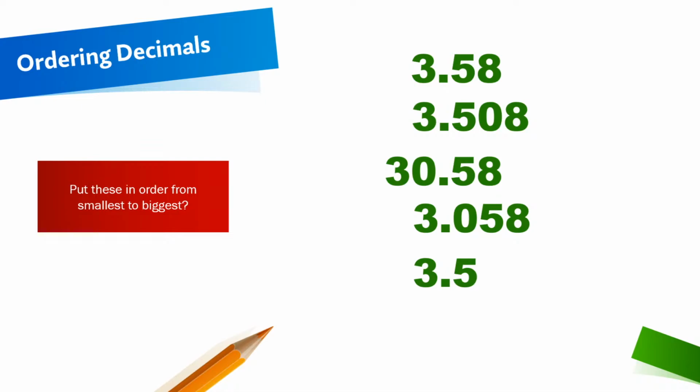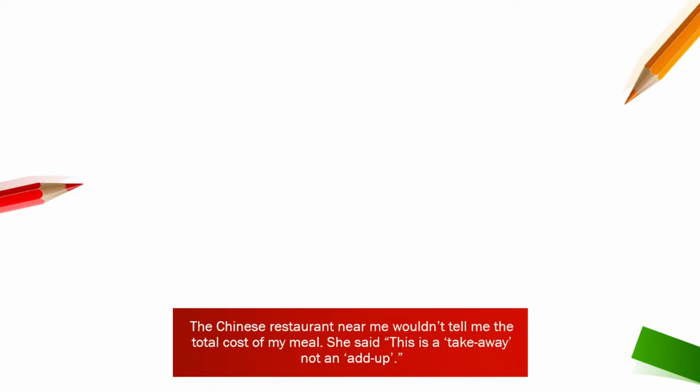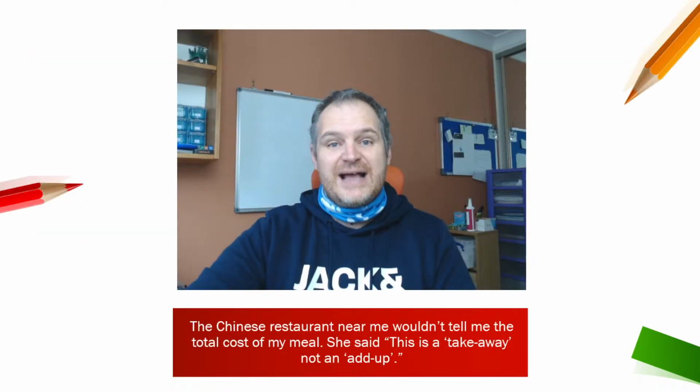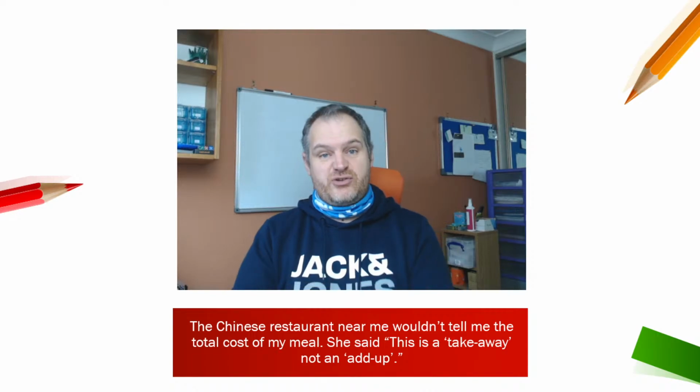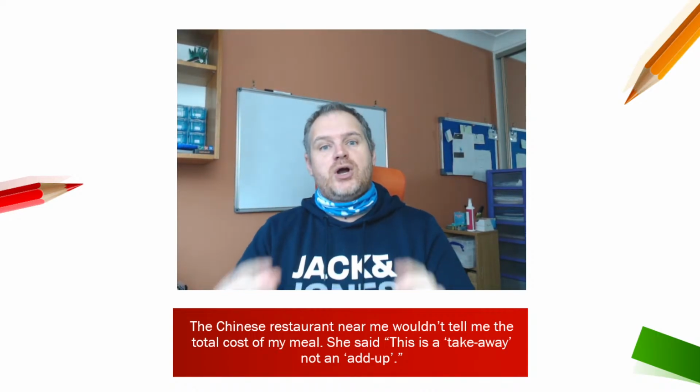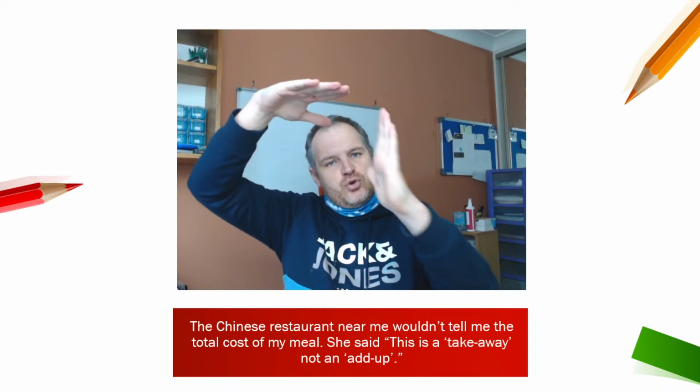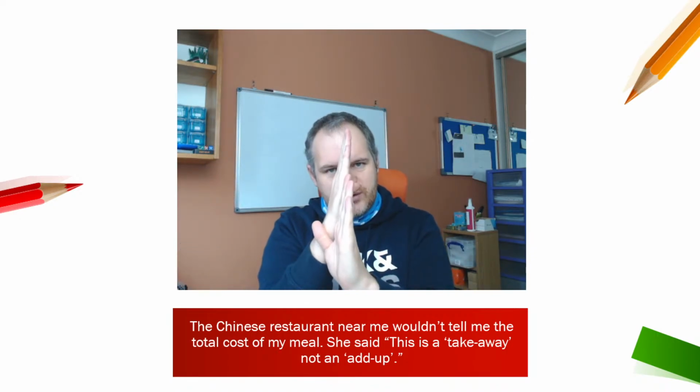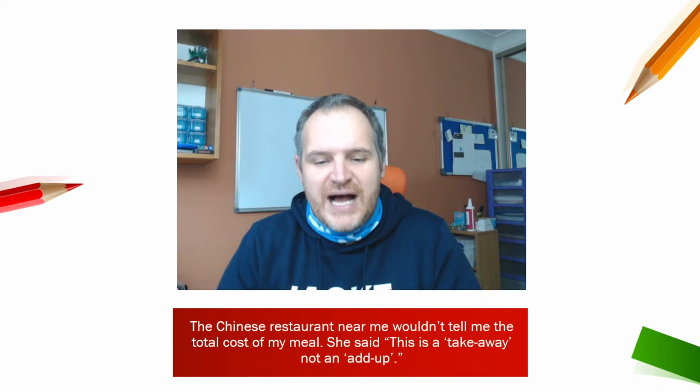So we then have 3.508, 3.5, 3.508, and then finally 3.58. So that's, I don't think I sorted them out into the correct order. So that is how we're going to order decimals. If you ever need to order decimals, you're going to need to make sure that you line them up by the decimal point, and then we're going to use that today in our adding and subtraction.